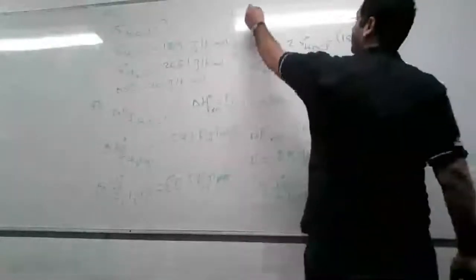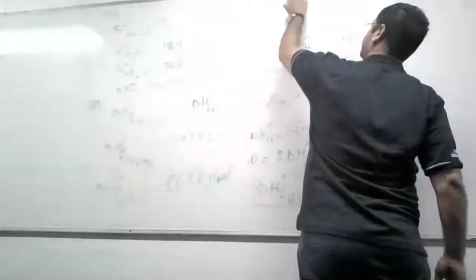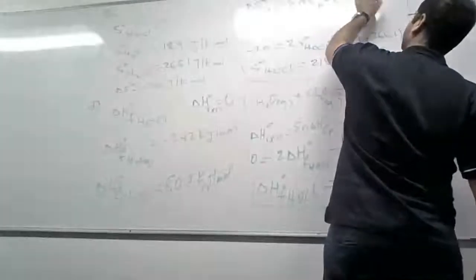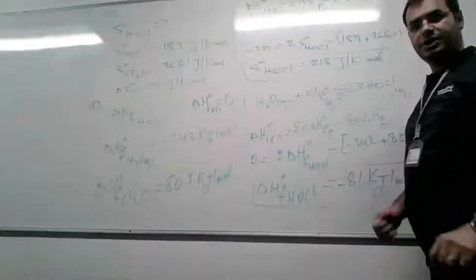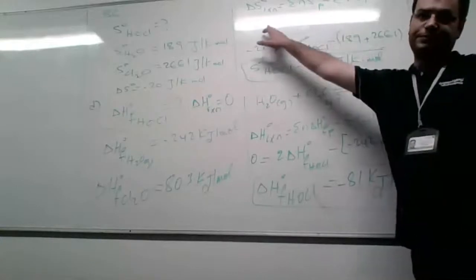But in here we are doing delta S for the reaction. It's equal to the sum of n S for products minus the sum of n S for reactants. Okay? The lamp is here, the lamp is here.